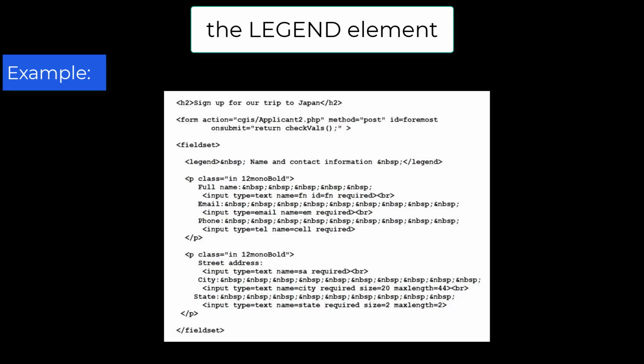Now here's an example. We use the previous example, we simply add a legend and rewrite the initial text a little bit. So H2, sign up for our trip to Japan. The form, same characteristics, and then our field set as before, and then we add legend. Notice the non-breaking space, name and contact information, non-breaking space, and the end tag. And then the rest of the material. So we added some non-breaking space characters before and after the text. This leaves a bit more spacing than the default, and I feel it makes the legend easier to read. The code displays this way.